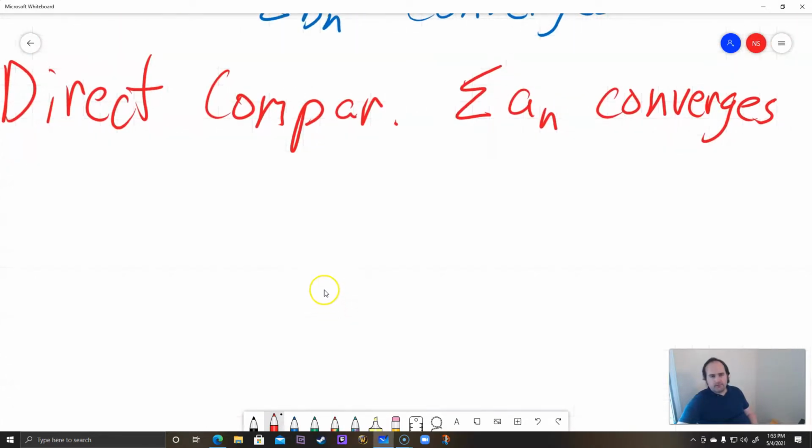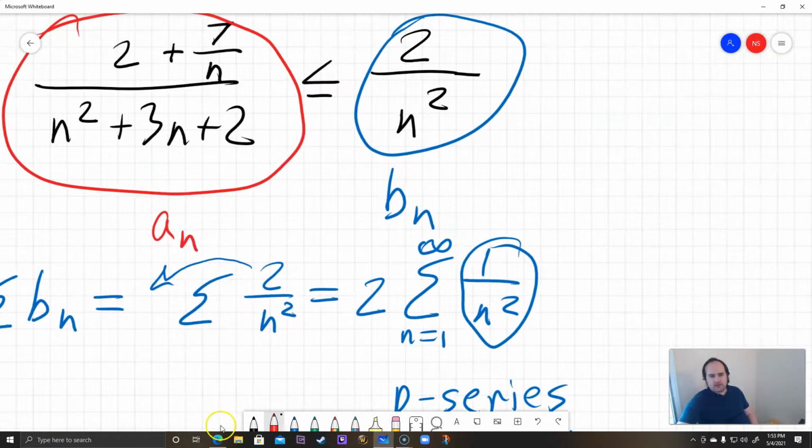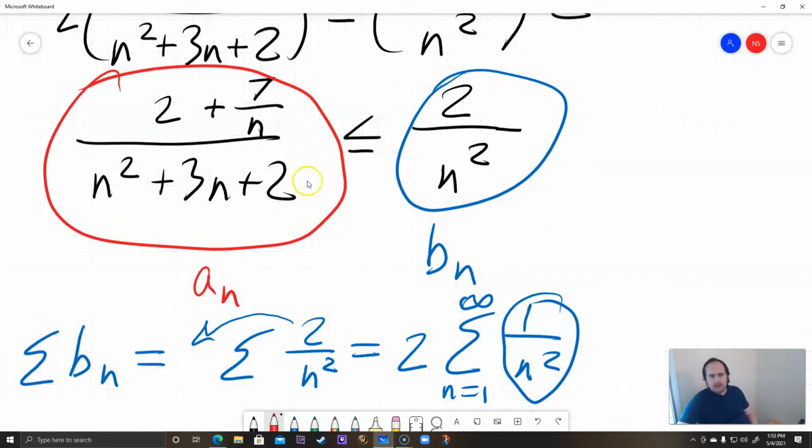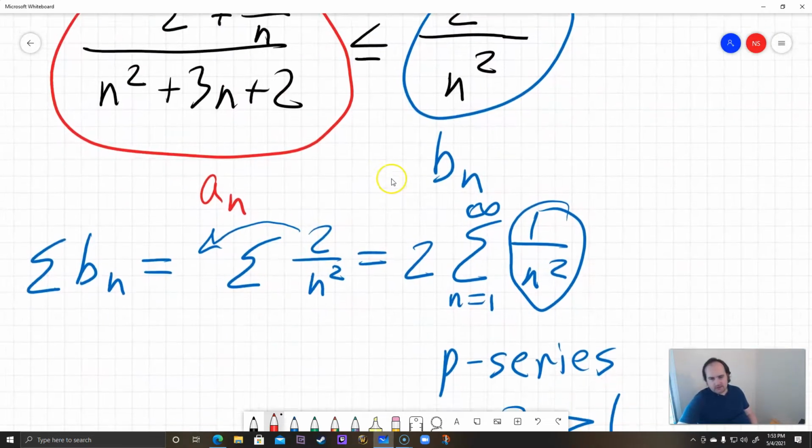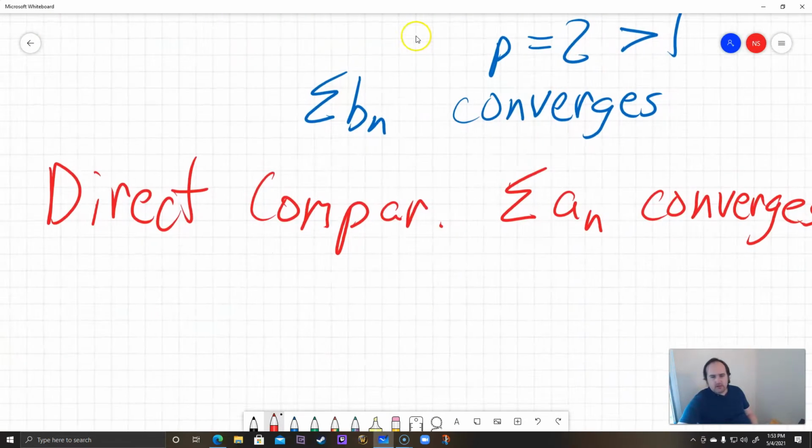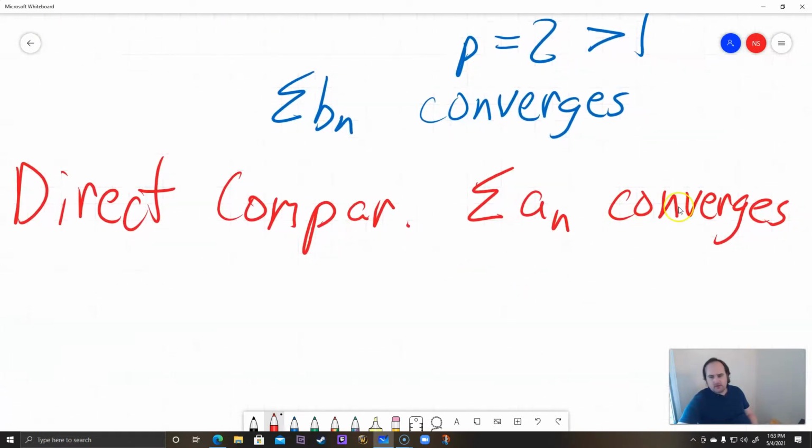Pretty cool, huh? And there's lots of different ways of doing these problems. My idea was to multiply the top and the bottom by 1 over n. You didn't have to do that, though. You might have been able to leave it as n cubed plus 3n squared plus 2n on the bottom and then work with that. But the way I did it worked fine as well. So there's different ways of doing it, but regardless of which way you do it, you should be able to find out that the sum of a sub n converges here.